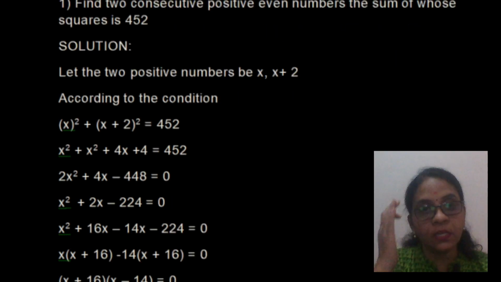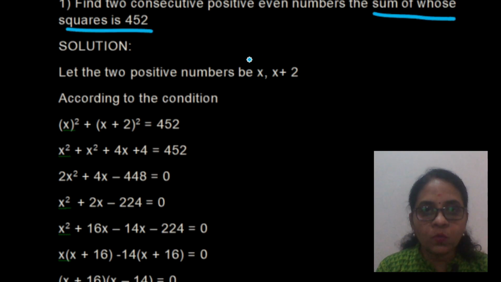Now what is the condition given? The condition is that the sum of whose squares is 452. So the square of this number plus the square of this number makes it x square plus x plus 2 whole square, which is equal to 452.